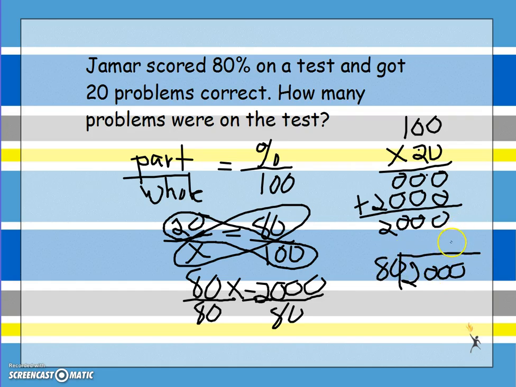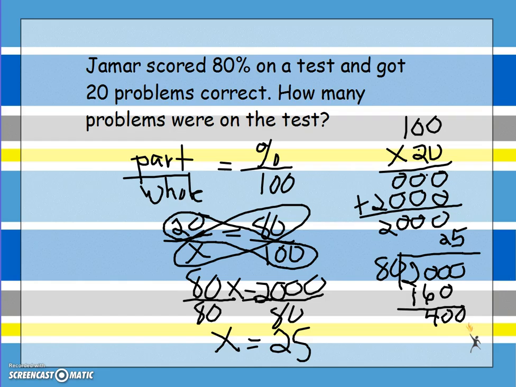So 80 can go into 200 about 2 times. 2 times 0 is 0. 2 times 8 is 16. Subtract. 80 can go into 400 5 times. So what this means is that the whole test is going to have 25 problems. So he got 20 problems correct out of a total of 25.